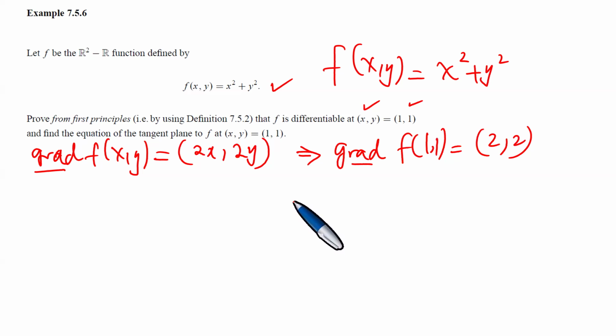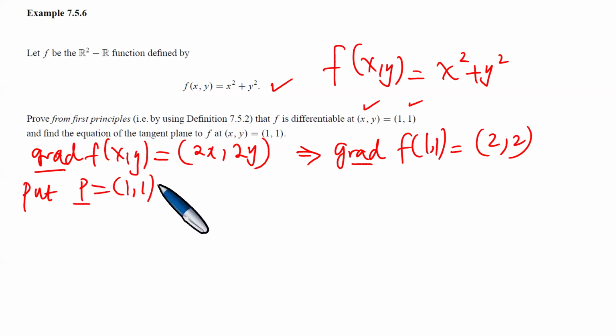What then are we able to achieve out of this? So we proceed to say you put the point P with components 1 and 1 and X with components x and y.